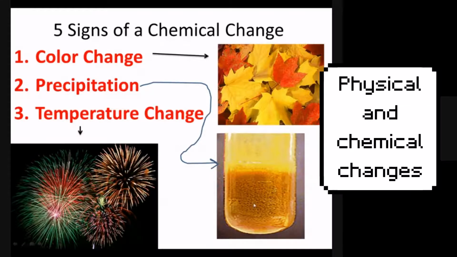If a precipitate forms, so this is not rain, this is a solid being formed by mixing 2 liquids. If a precipitate forms, that's precipitation, that's a chemical change. If the object's temperature changes just based on mixing or 2 things happening, then that's likely a chemical change. So for example, after the fireworks explode, their temperature increases, that would be a chemical change.